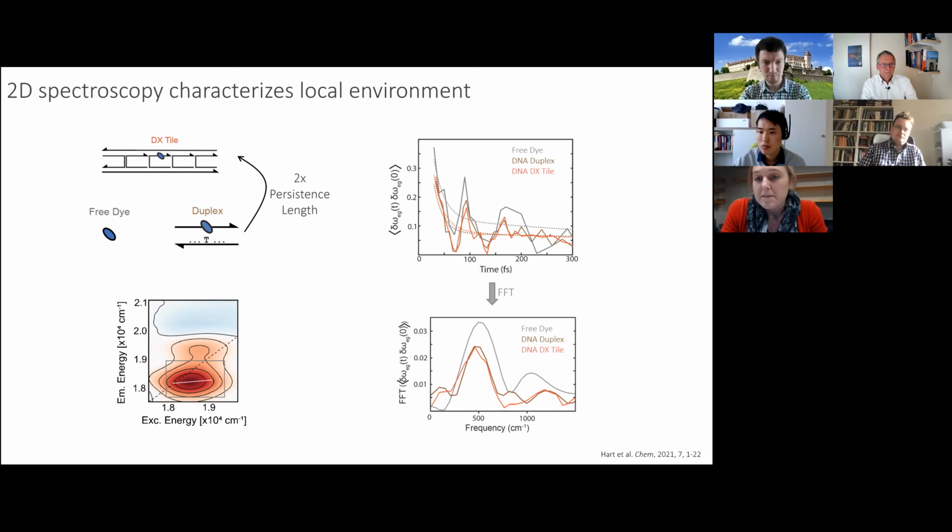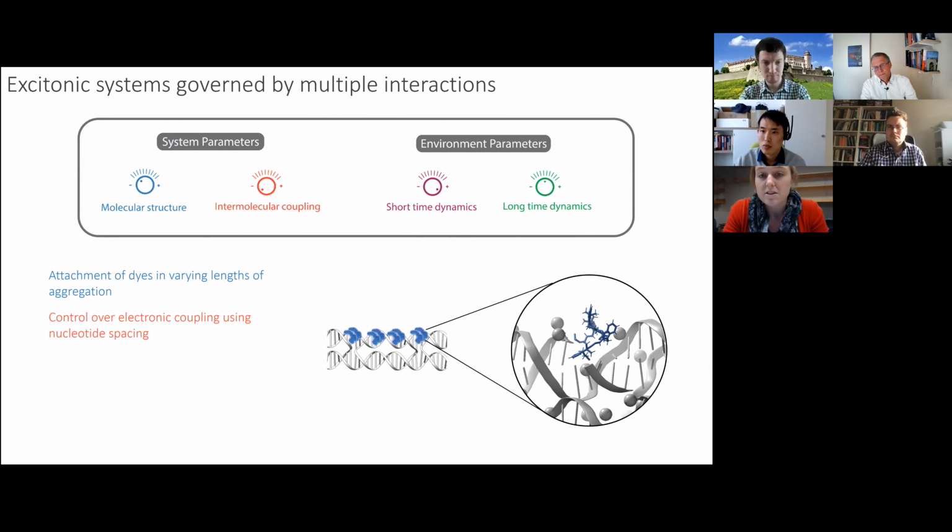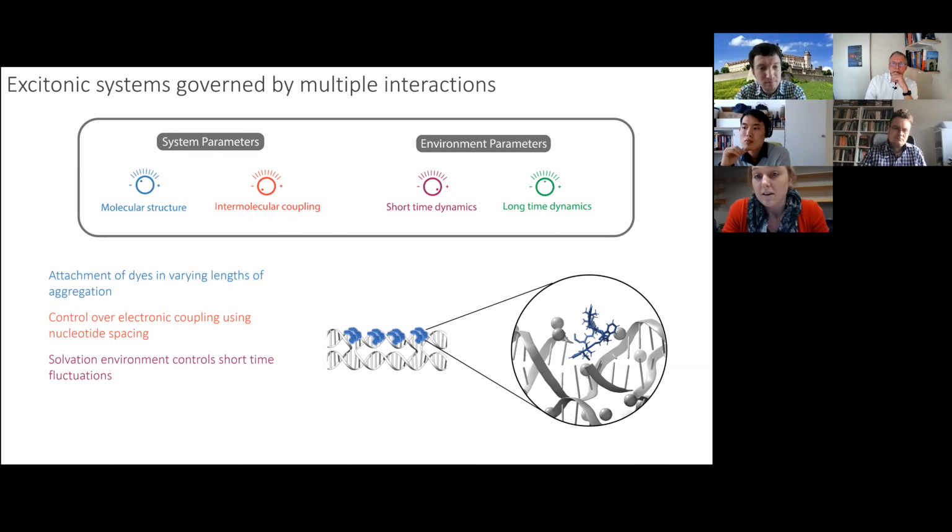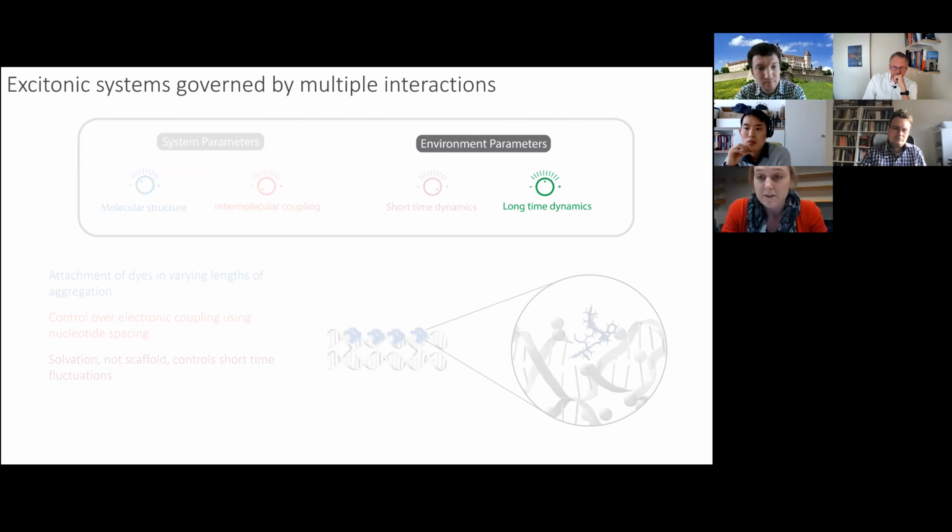And so when we look at the femtosecond timescale dynamics within these DX tiles, we see that they track more or less with the DNA duplex, highlighting in this case that these DNA-bound chromophores show similar behavior despite being in somewhat different macroscopic environments, which is interesting because here we show that these short timescale dynamics are controlled by the solvation rather than the DNA environment itself, which then prompted us to take a look at long timescale dynamics and how these effects result in exciton dynamics.